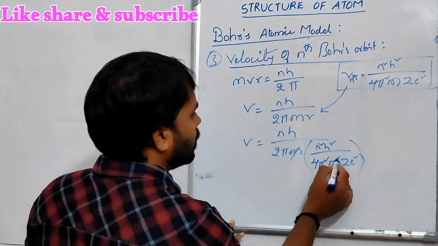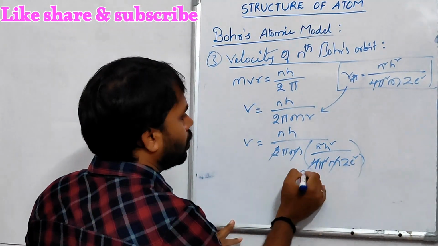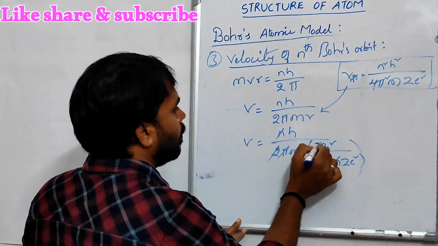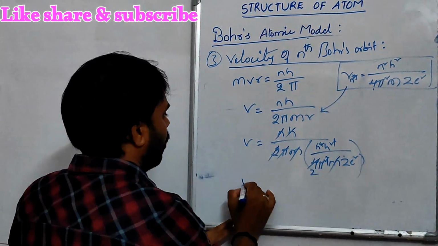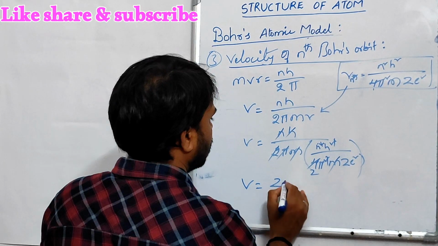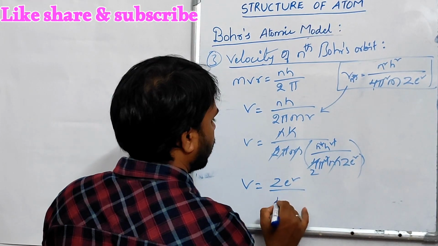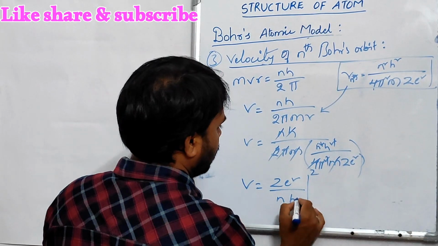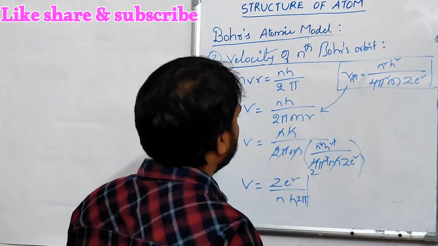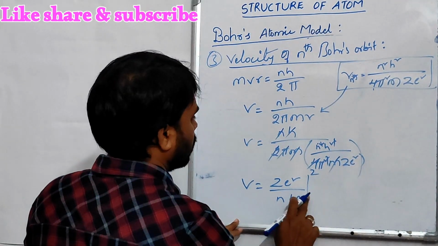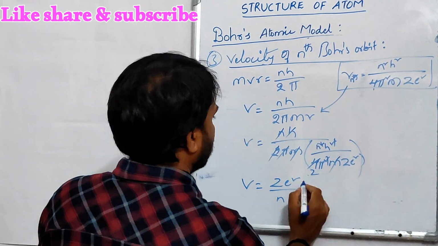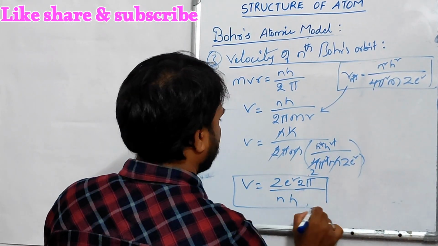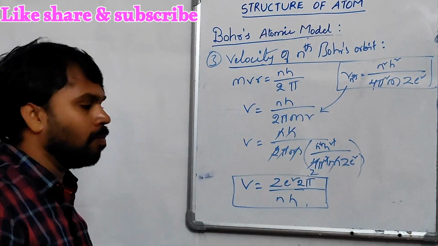In this, m gets cancelled, this 2 pi square, and this n, this square, this h, this square. Velocity v is equal to 2 pi Z e square by nh. Sorry, that is 2 pi Z e square by nh. This is the velocity formula.